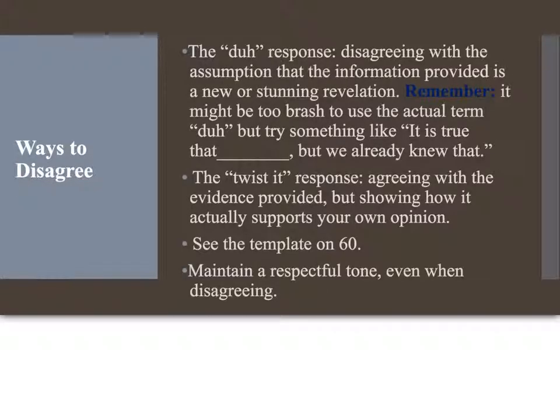So, page 60 gives you some different ways that you can reply. We don't want to be brash and just say, duh, we all know that. But what you can say is something like, it is true that blank, but we already knew that. The twisted response means that you can agree with the evidence provided, but then show that it actually proves your point. So you can take what the person has provided, say what Michelle Obama has provided, and twist it and show that it actually means something quite different. There's a template on page 60. The thing to remember is to maintain a respectful tone even when disagreeing.